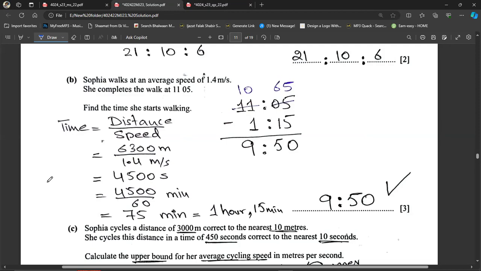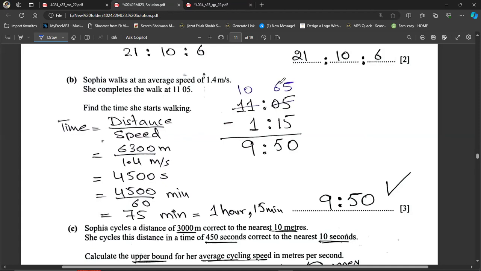She finished her walk at 11:05. So to find when she started walking, subtract the time of the walk. From 11:05, subtract 1 hour and 15 minutes. Because from 5 minutes we cannot subtract 15 minutes, I will borrow 1 hour from the hours. That 1 hour will become 60 minutes here. So 5 minutes plus 60 minutes becomes 65 minutes.